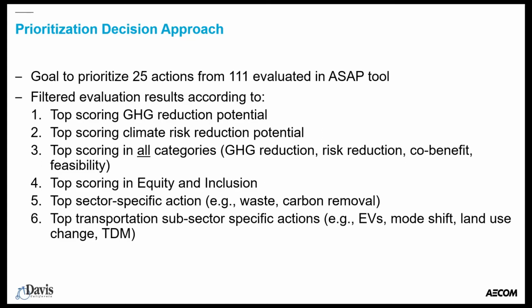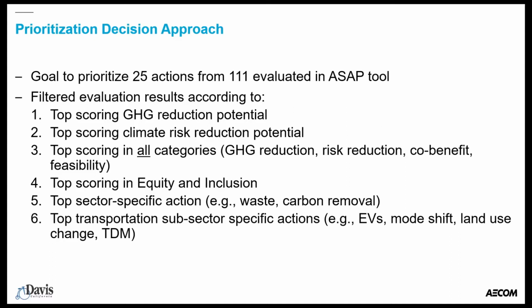So 100 users looking at the same completed ASAP tool for Davis could potentially define 100 different lists of priorities. The importance, again, is in documenting how you interpreted the results to make your determination. And that then gives you a basis for confirming that selection with stakeholders.